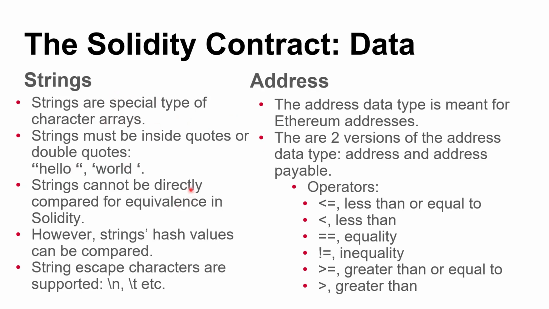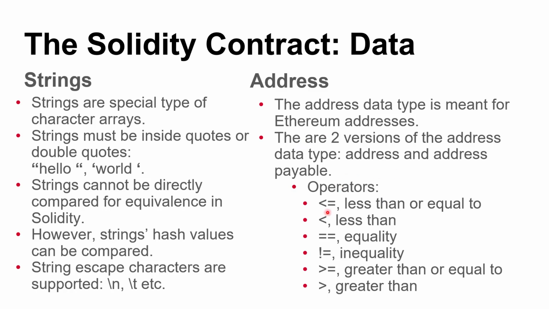Strings. So strings are a special type of character arrays. Strings must be inside quotes or double quotes. So you can see here some examples. Strings cannot be directly compared for equivalence. However, the hashes of strings can be compared. And the supported escape characters are pretty typical escape characters: new line, new tab.